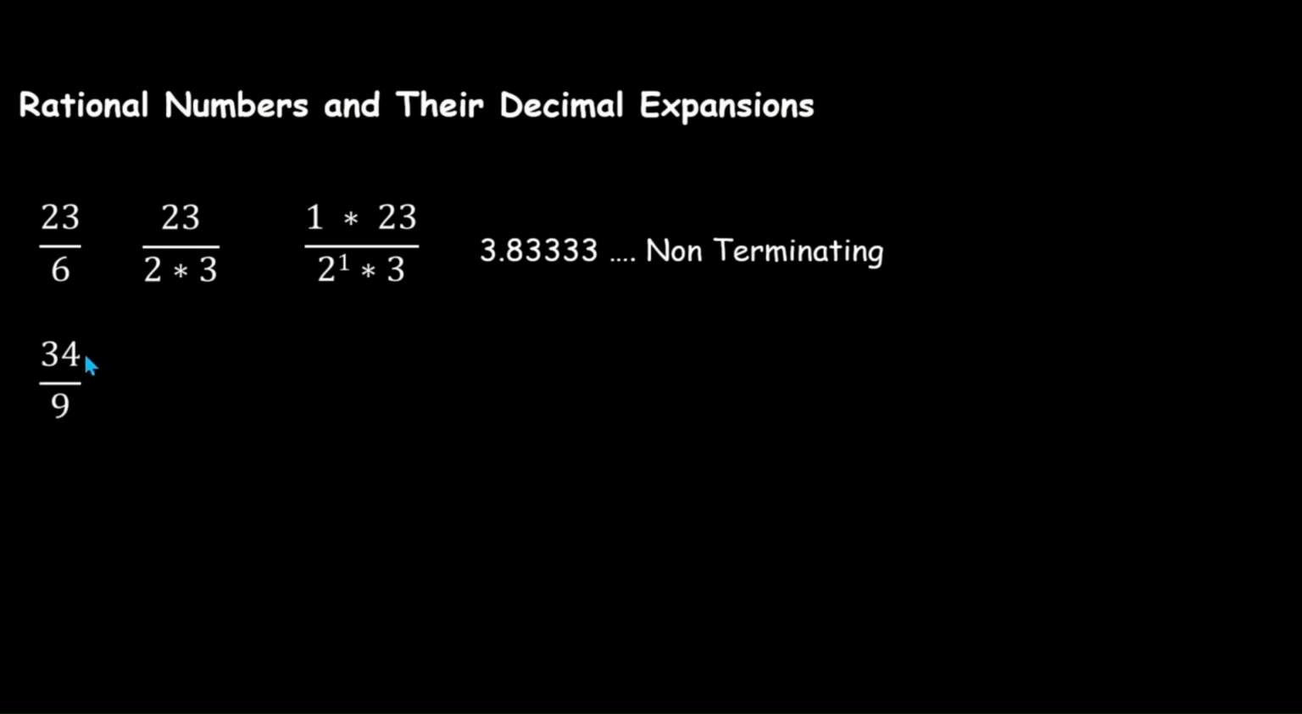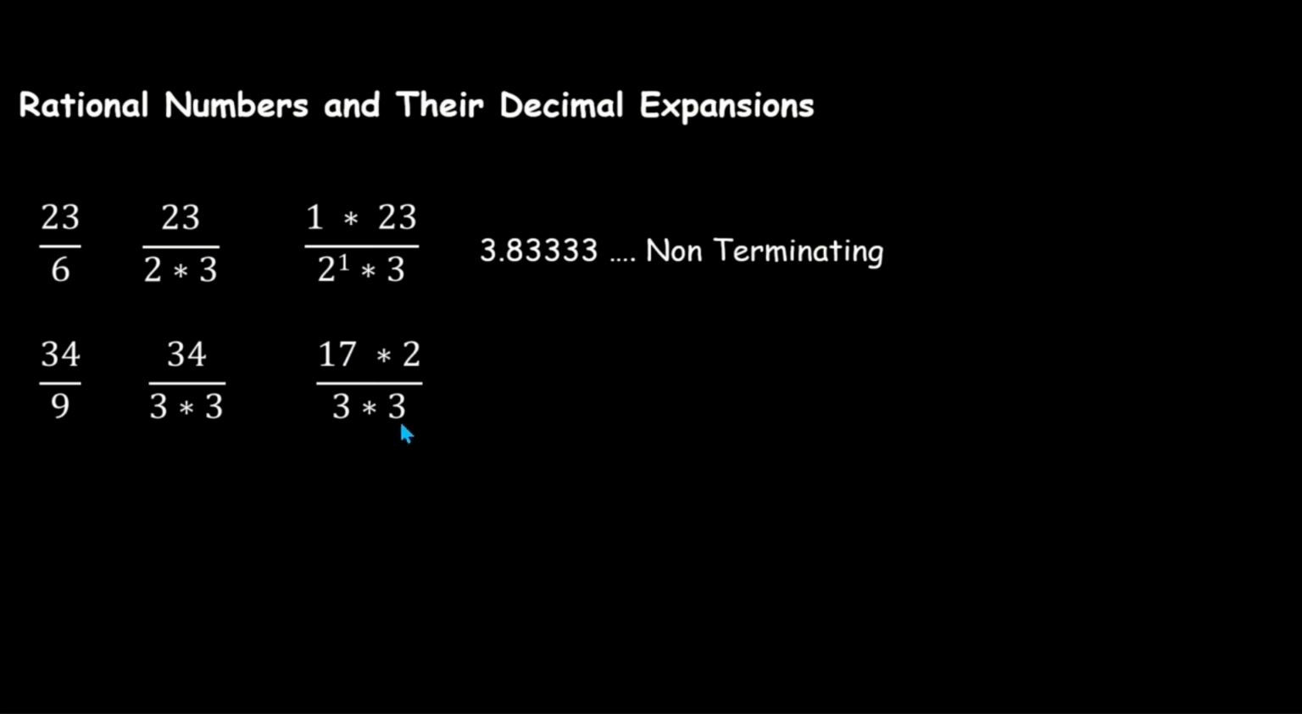Another example, 34 by 9. Expanding 9, we get 3 into 3. So surely this is not in the 2 power m into 5 power n form. So let's see if we can get rid of the 3 here from the denominator. So 34 can be written as 17 into 2, and we cannot go any further because both 17 and 2 are prime numbers. So there is no way we can get rid of both these 3's.